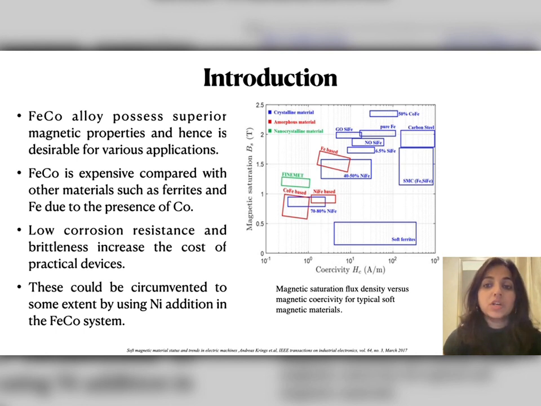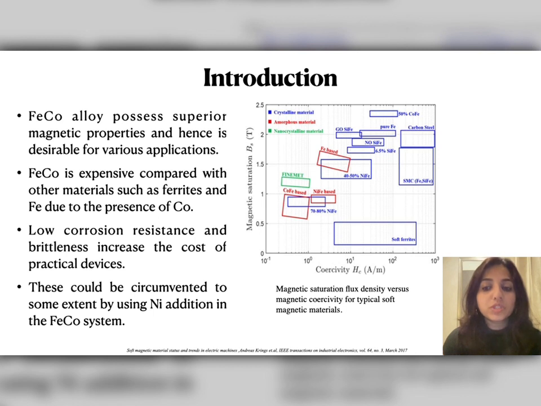Curie temperature, low coercivity, and low magnetocrystalline anisotropy. It makes them desirable for various applications like high efficiency power applications, microwave absorption, magnetostrictive transducers, etc. But one of the drawbacks with iron cobalt alloys is that they are expensive compared to other ferrites and irons due to the presence of cobalt.